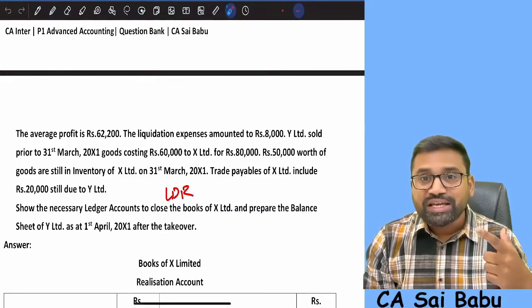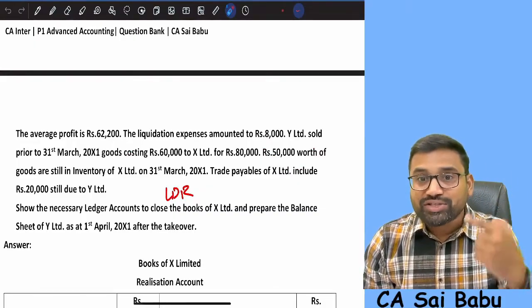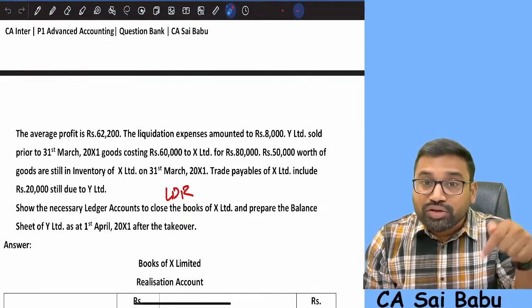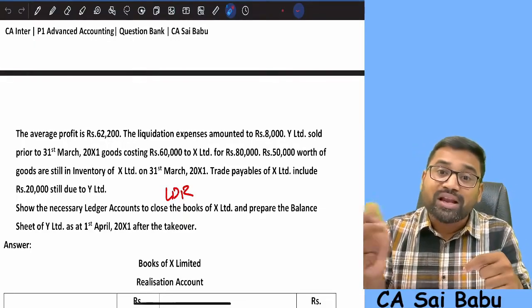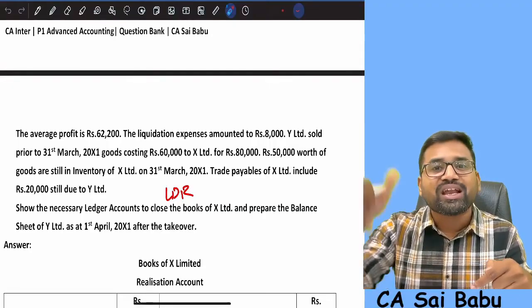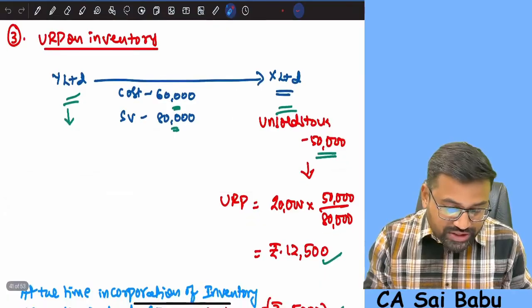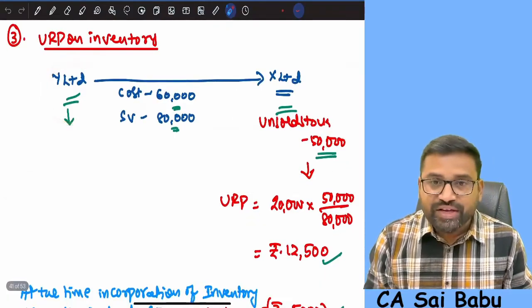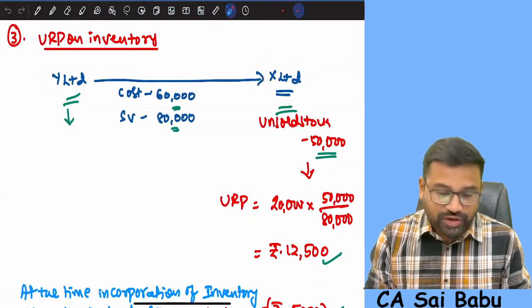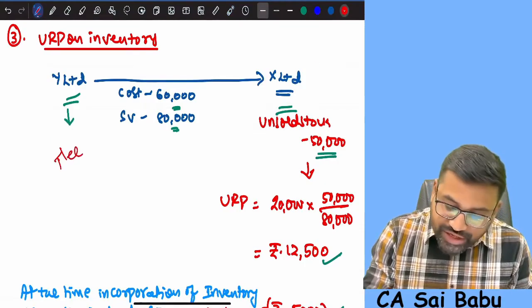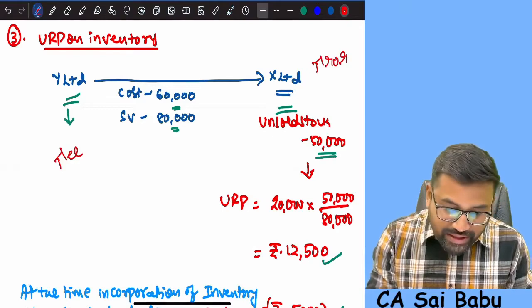Now, but the important thing is that when you are taking the stock of the transferor company, if you are taking the stock below the cost, then automatically some unrealized profit is eliminated. Only the remaining unrealized profit we need to eliminate. So I will show you. See in this question, Y Limited is a transferee company, sold goods to X Limited, the transferor company. See in this case, this is transferee, this is transferor. Before amalgamation, there was a sale.